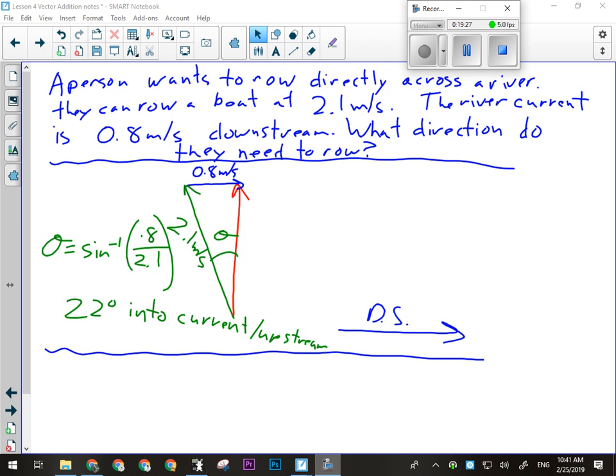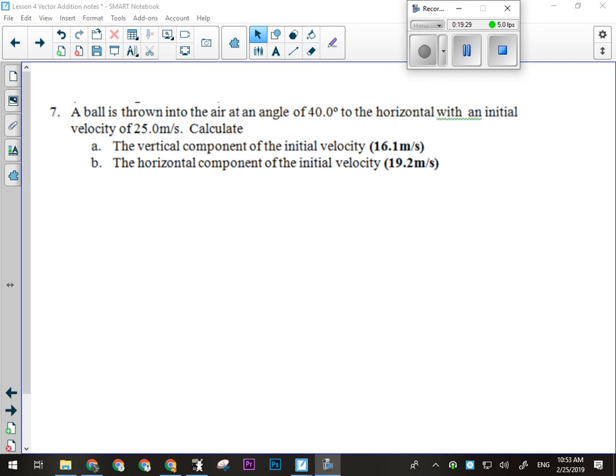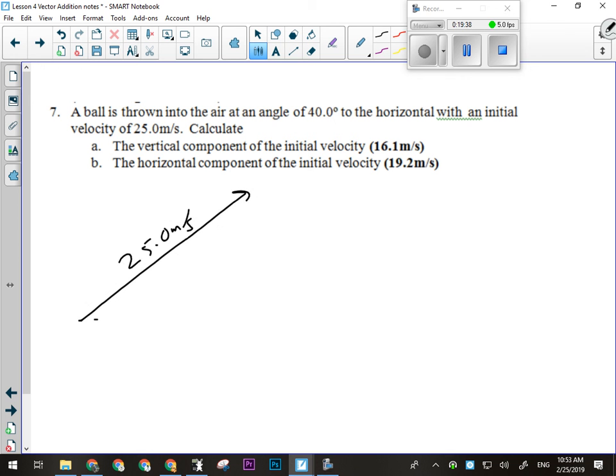Number 7 here. The vector we're given is that this thing is thrown at 25 meters per second, which is an impressive speed to throw it at, at 40 degrees above the horizontal. So this would be our initial horizontal component, and this would be our initial vertical component. We say initial because obviously the speed is going to change, because this thing was thrown into the air, and what's going to affect it? Gravity is going to affect it.